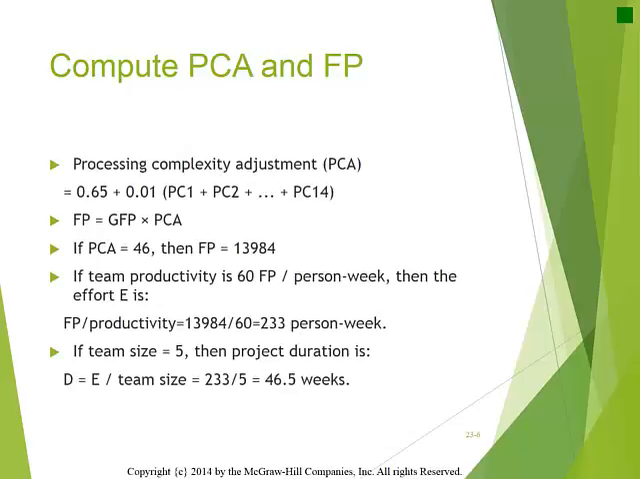The processing complexity adjustment is computed by using the processing complexities. The formula is 0.65 plus 0.01 times the sum of the 14 processing complexities. Then the function point FP can be calculated, which is the gross function point times the processing complexity adjustment PCA. If PCA is 46 and function point is 13,984 function points, and the productivity of one developer is 60 function points per week, then the effort is the function points divided by the productivity, which is 233 person weeks.